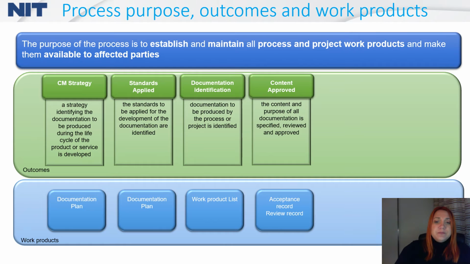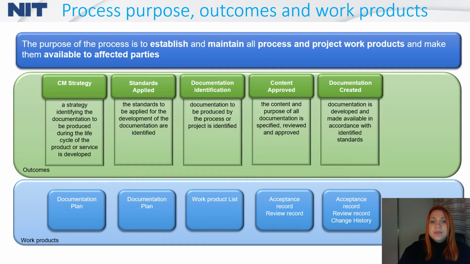For the fourth outcome, we need to have acceptance record and review record as work products. It means that this outcome is telling us that the content and purpose of all documents is specified, reviewed, and approved. You cannot release any kind of document or any kind of configuration item without having content approved.